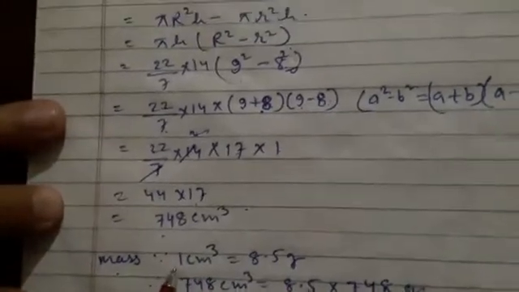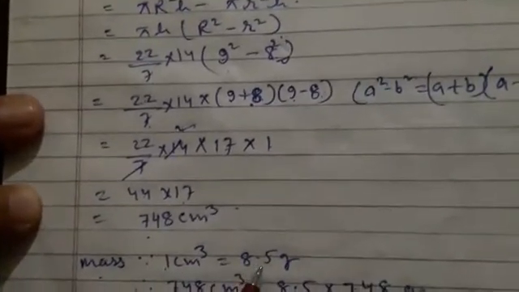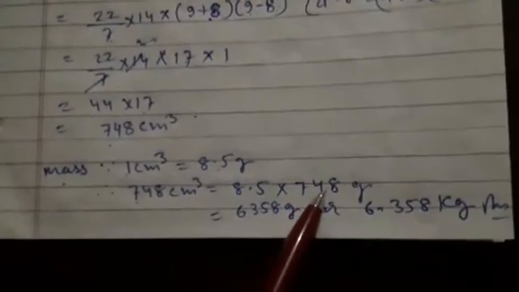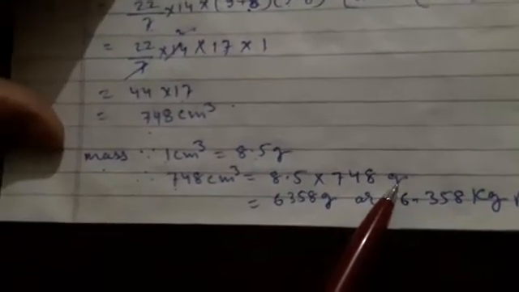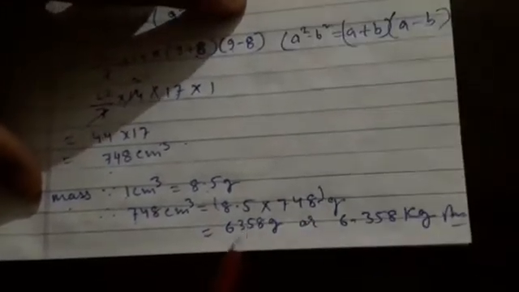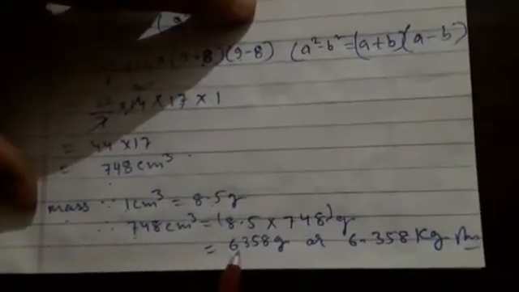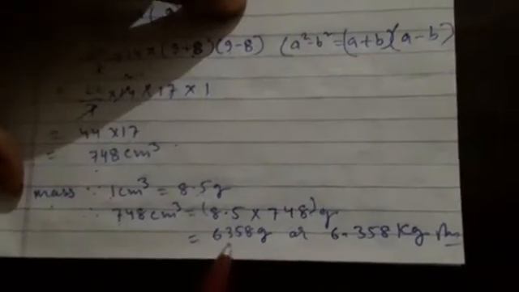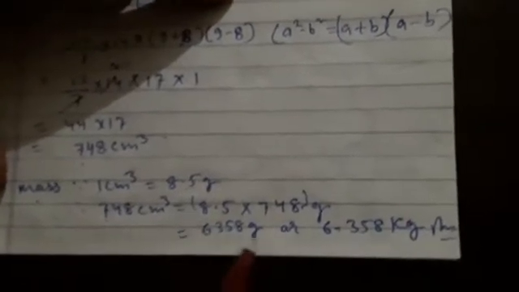It is given in the question, since 1 centimeter cube is equal to 8.5 gram, therefore 748 centimeter cube is equal to 8.5 into 748 gram. So after multiplication we'll get 6358 gram, or when you have to convert it into kilogram, then you have to divide this number by 1000.